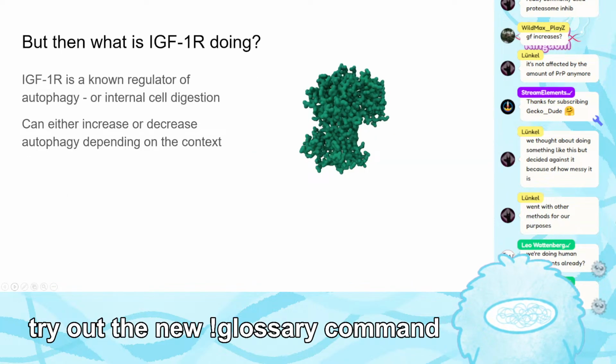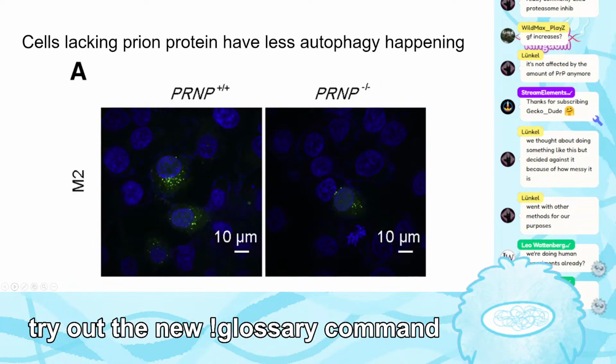So what is IGFR1 doing? Again, we talked about this thing being a known regulator of autophagy, or internal cell digestion. This is a receptor that sets off the stress response that allows cells to recycle what they currently have for the production of energy and to do other things. What I found interesting in my brief perusal of the autophagy literature is that autophagy can either increase or decrease with regards to cancer depending on the context. I think in most cancers it's upregulated, but in this specific case it seems to be downregulated, which I think is pretty unusual.